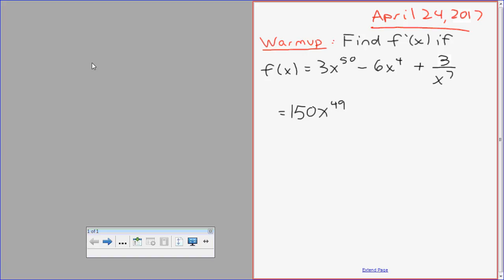Can I get a second person to tell me how to do negative 6x to the 4? Matt, go. Negative 24x to the 3. Very good. Okay, now how we got that one more time was the power 4 dropped down to the power 3. And I'm doing this for the people that weren't here on Friday, right? The power 4 drops down to the power 3, and then 6 times negative 4 is negative 24.